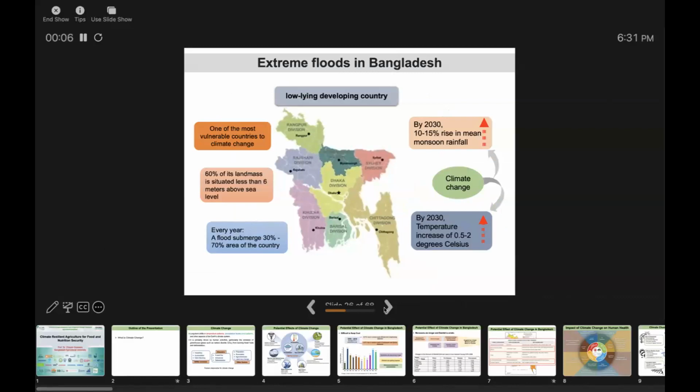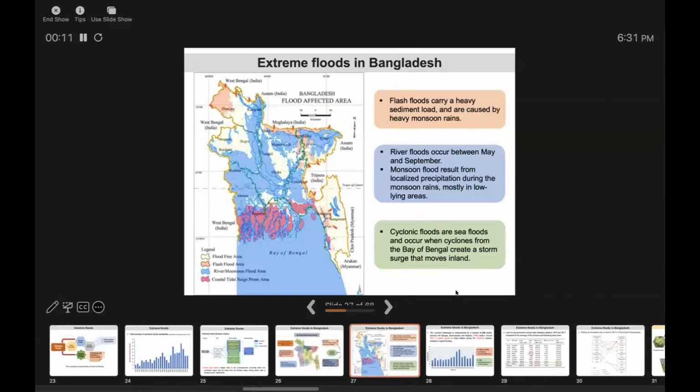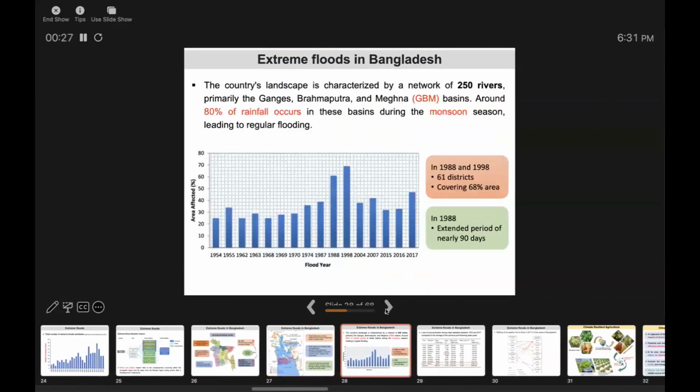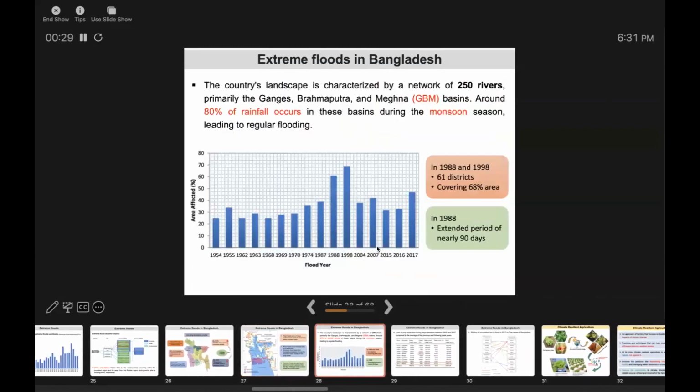So again, I think you can see my slides. Here are the flash floods, which carry a heavy sediment load and are caused by the heavy monsoon rain. River floods occur between May and September. So all these cyclonic floods and other things cause different impacts, not only on agriculture but also on the livelihood pattern. Here are the consequences, with the different numbers of areas affected during flash floods in Bangladesh.